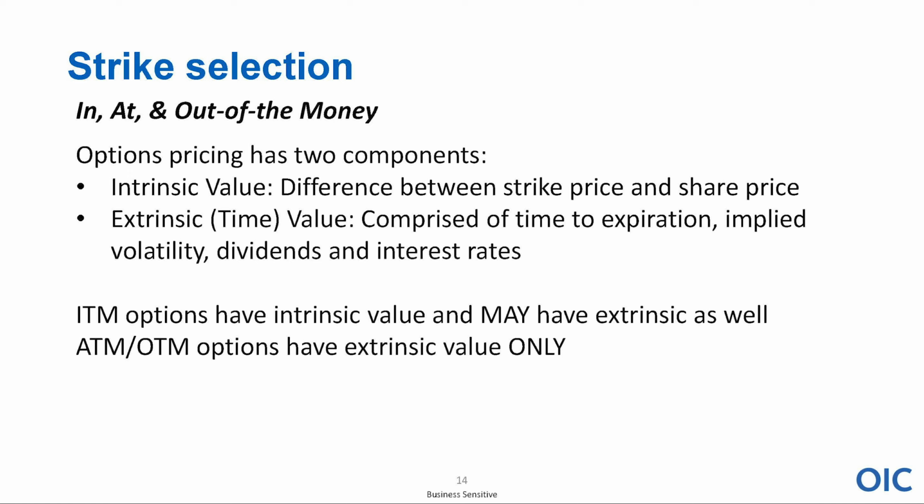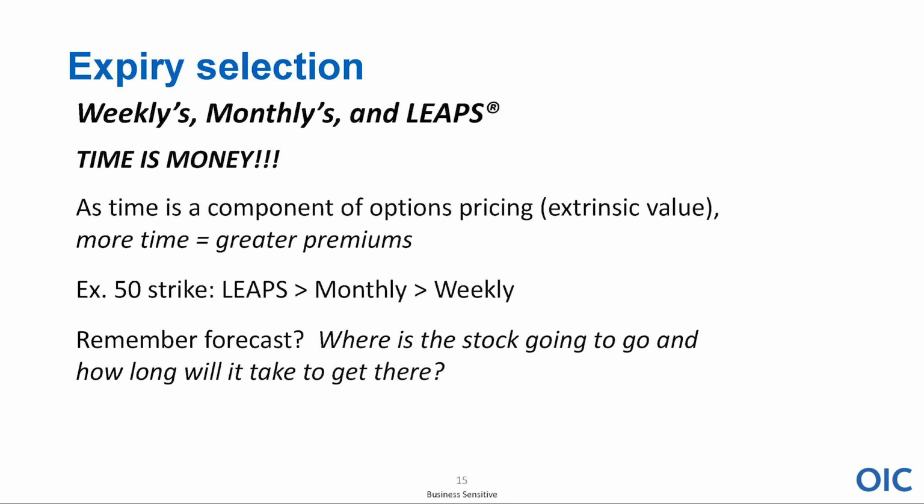In the money options have intrinsic value and may have what we're saying here is extrinsic value or time premium, okay? Out of the money options and at the money options do not have intrinsic value. All they have is time premium. How much time is left? How volatile is this particular stock? And that will affect how the option is priced, okay?